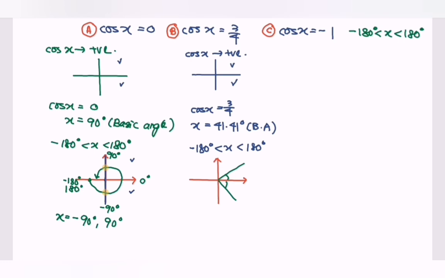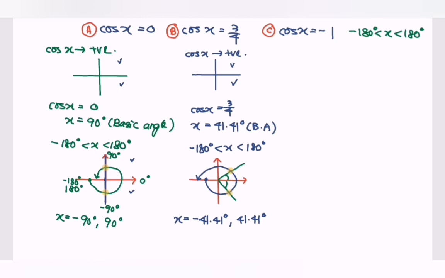Next, illustrate the situation for the rotation, negative 180. Until this part we have 0. Keep on rotating until here we will have 180 degrees. So the location or the intersection will be first and the second. So the solution for part B will be x equals negative 41.41 degrees. Next, we will have 41.41 degrees. That will be the answer for part B.